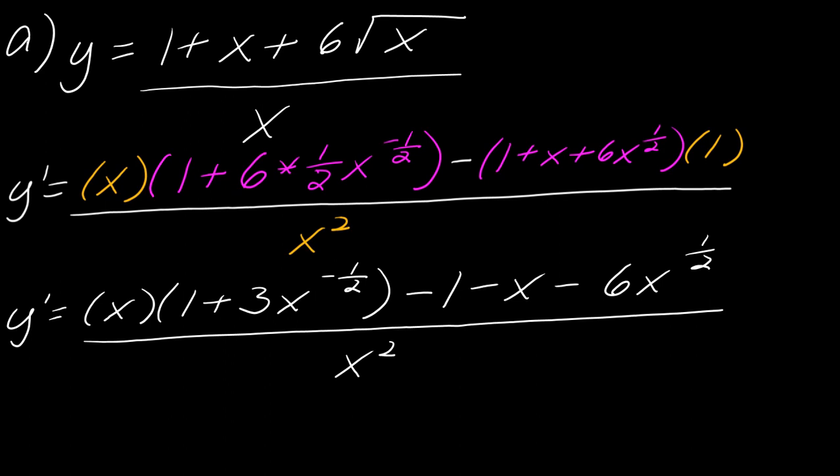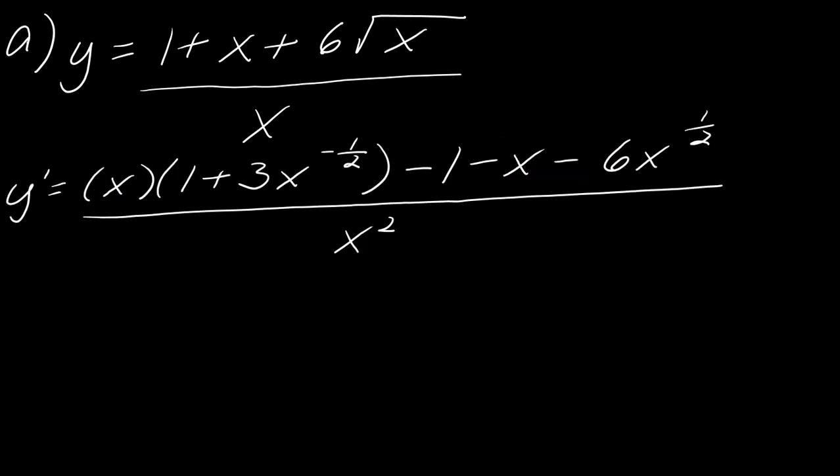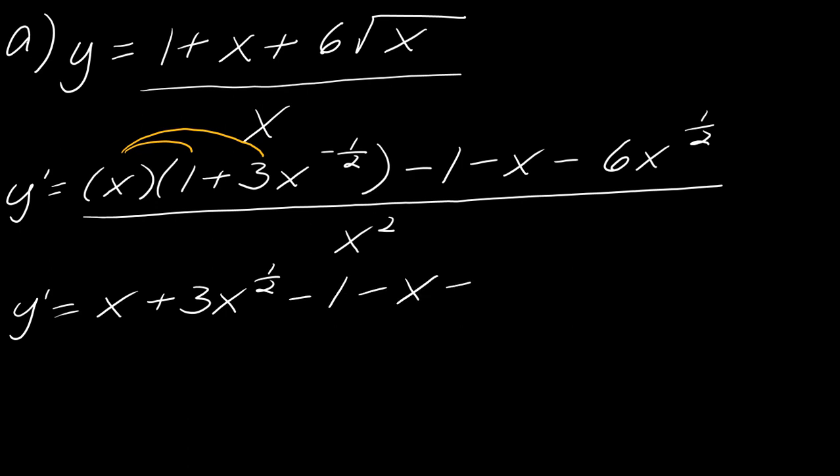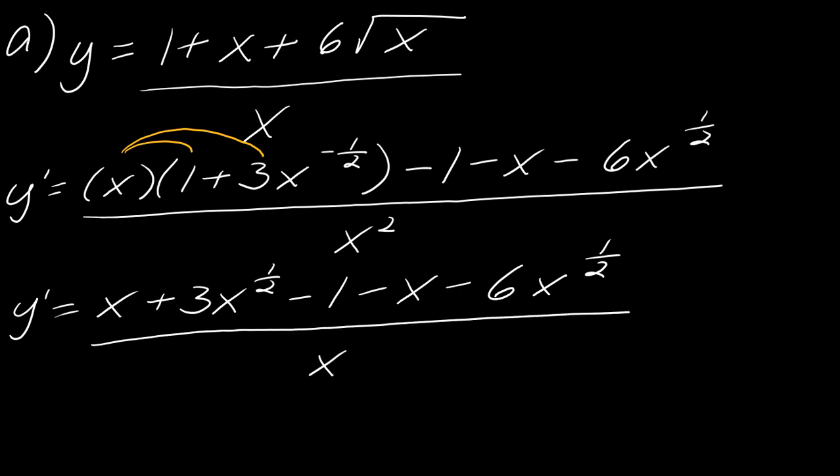Okay, making room again. So now I can start working on distributing this part here. So just as a reminder, this x is really to the first power, so don't forget that. So I've got x times 1 is just going to give me x, and then x times 3x to the negative 1/2. That's going to give me plus 3x to the 1/2. So this is 1, this has an exponent of 1 minus 1/2, so we get this. And then I've still got minus 1 minus x minus 6x to the 1/2, all of this over x squared.